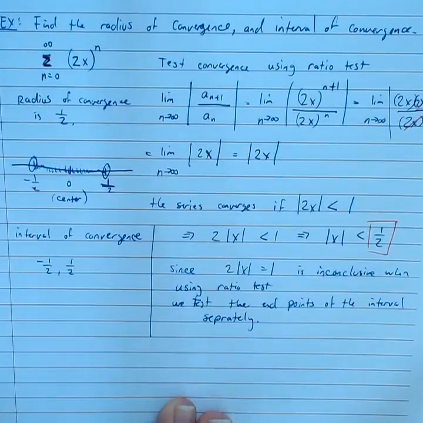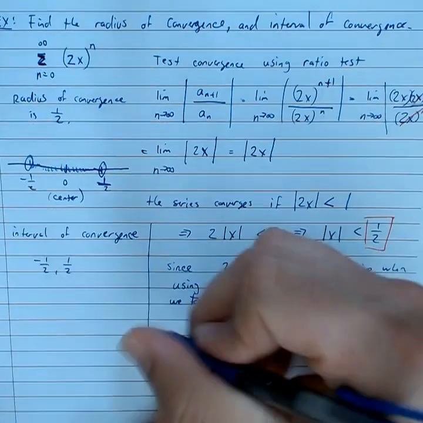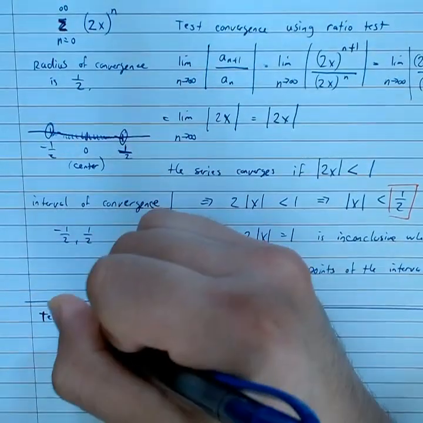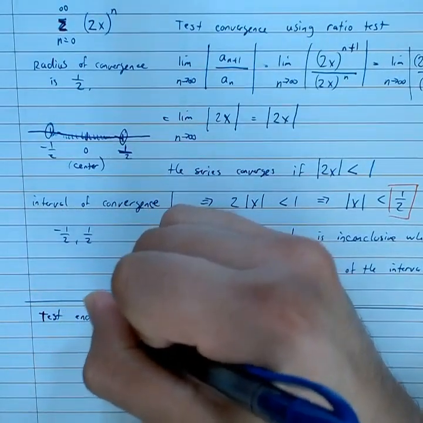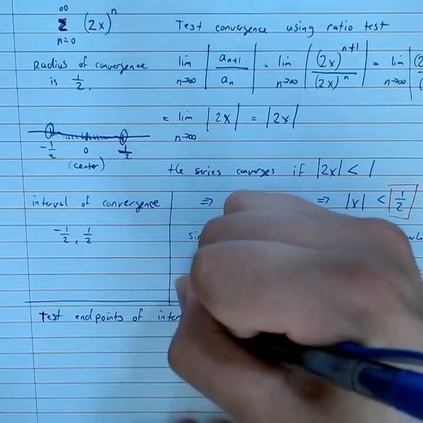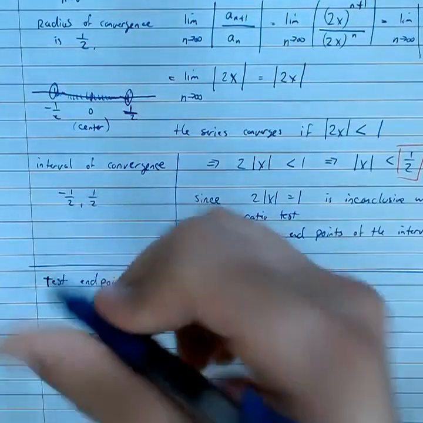So how do we test them separately? Well, we just take those numbers and plug them in, and we see what happens. So here, let's go ahead and do that. Let's go ahead and test the endpoints of the interval. All right, let's go ahead and start by testing x is equal to 1/2.